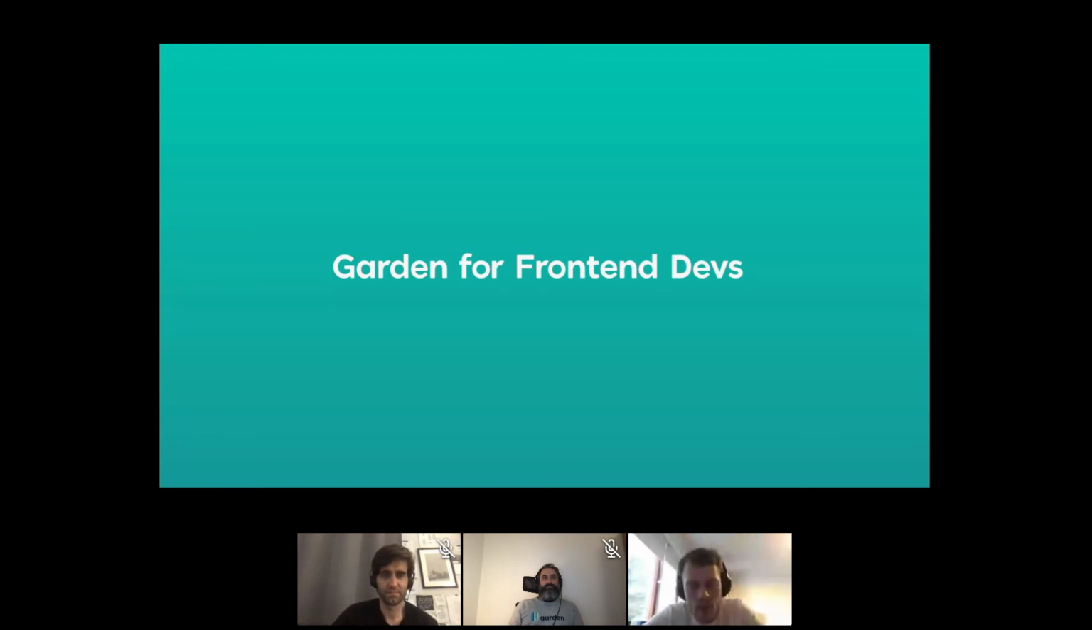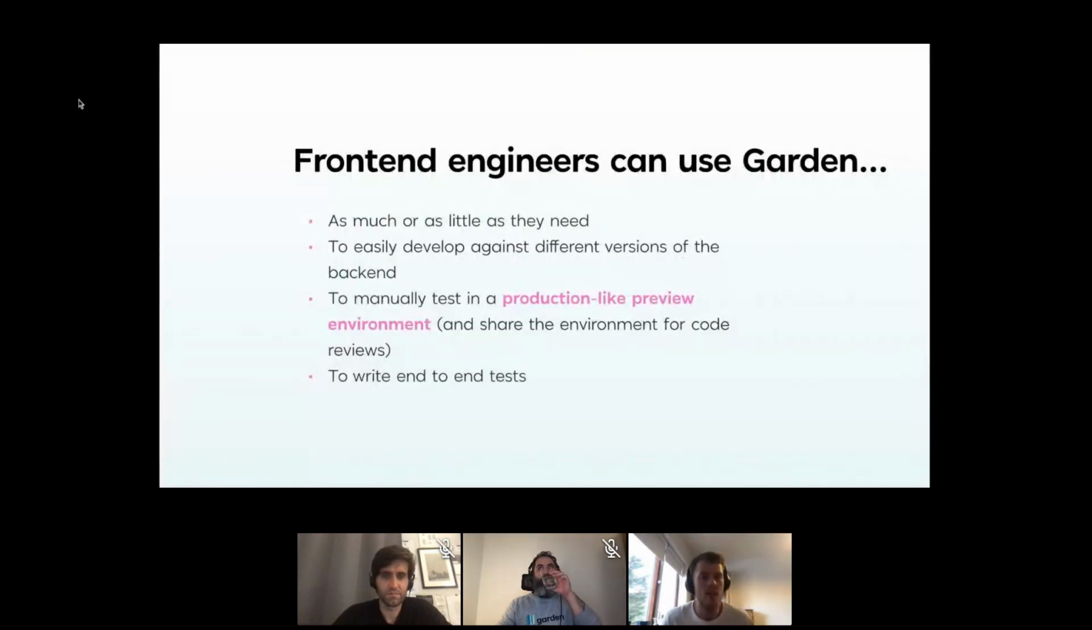So we've seen how the DevOps engineer can think about Garden and how a backend developer can think about Garden. Let's look at the front-end developer now. If you could put on the next slide. Yeah, there you go. Front-end engineers can use Garden as much or as little as they need, and they can use it to easily develop against different versions of the backend, to manually test in a production-like environment, and to write end-to-end tests.